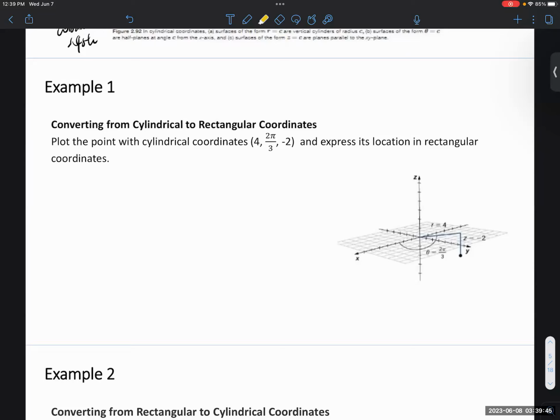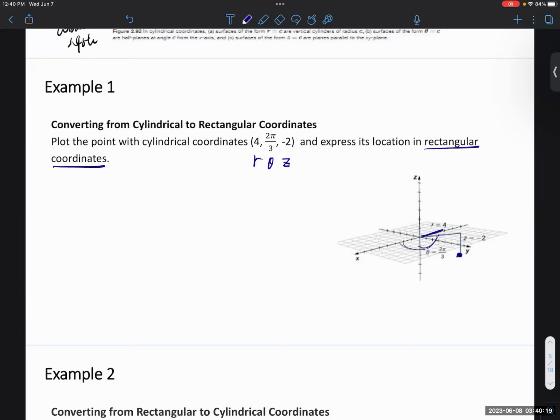Plot the point with cylindrical coordinate. So this is a cylindrical coordinate that we have. This is r, theta, z. R represents the radius, 2 pi over 3 is the angle, and then -2 is the z from the z axis. I want to convert it to the rectangular, the Cartesian coordinate system, correct? So that's what they indicated. The radius is 4, the angle is 2 pi over 3, and z is -2.